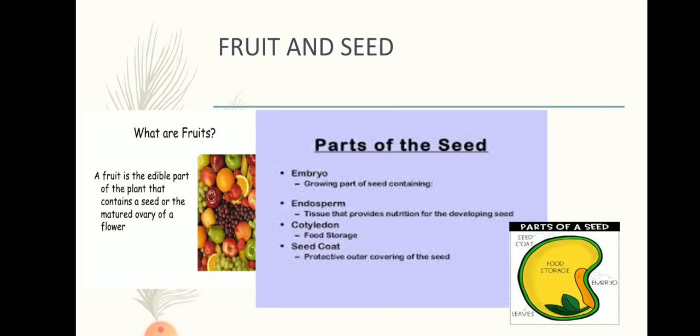And what are the seeds? The seed is divided into parts. Now the outer structure of the seed is known as the seed coat. It is the outer covering of a seed which has tiny pores known as micropyle, and water and oxygen enter through the micropyle during the germination process.